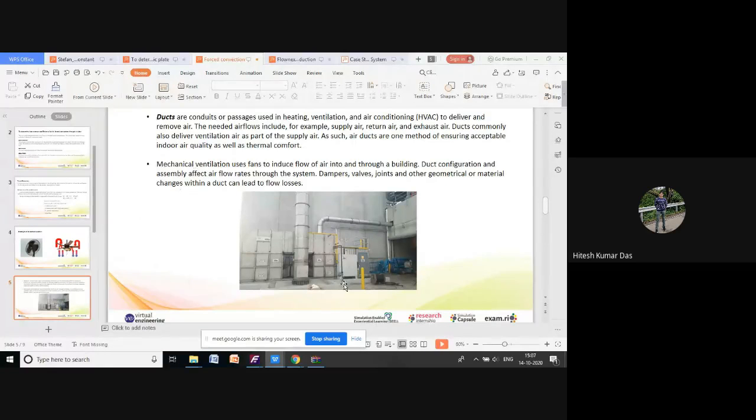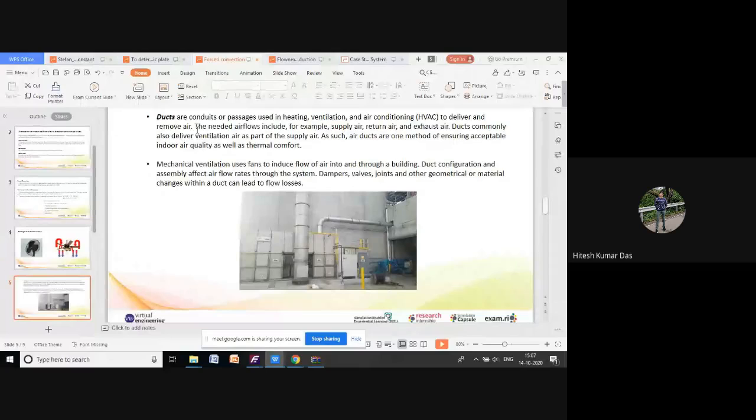Next, the ducts you can see on this page. Ducts are the conduits or passages used in heating, ventilation, and air conditioning (HVAC) to deliver or remove air. The needed airflow includes, for example, supply air and return air. You can use ducts in many applications, and in ducts only forced convection is happening, which we will perform in this case study.